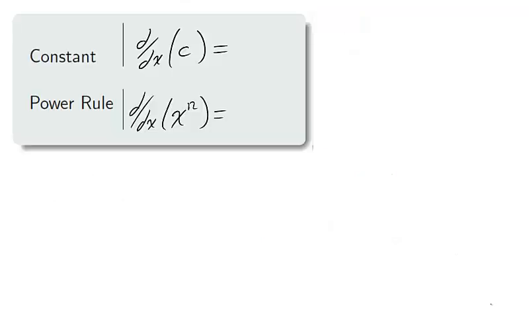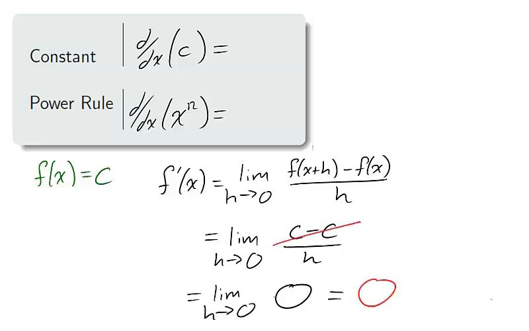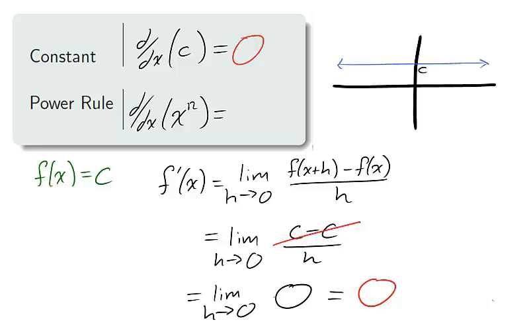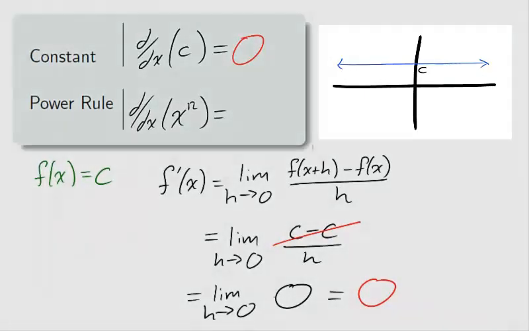We begin with the derivative of building blocks, specifically constants and powers. We can use the limit definition to find the derivative of a constant function f of x equals c for all x. No matter what the input, we replace f with c. In canceling the numerator, we find that the derivative of a constant function is 0. It shouldn't be a surprise that we obtain 0, as a constant function has no change.